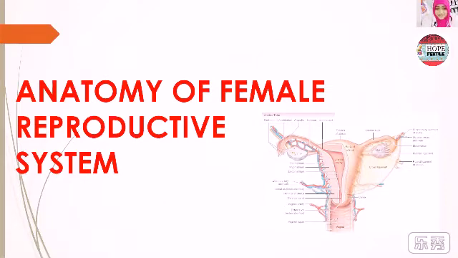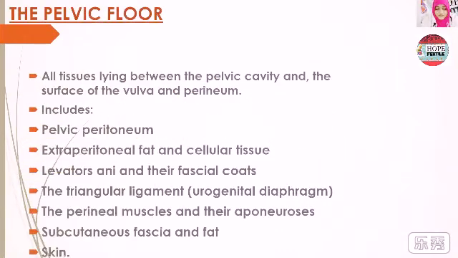So let's start with the anatomy of the female reproductive system. First, if we see the pelvic floor, it is all the tissues lying between the pelvic cavity and the surface of the vulva and perineum. It includes pelvic peritoneum, extraperitoneal fat and cellular tissue, and levator ani and their fascial coats, the triangular ligament that is the urogenital diaphragm, the perineal muscles and their aponeurosis, and subcutaneous fascia and fat, and then skin.